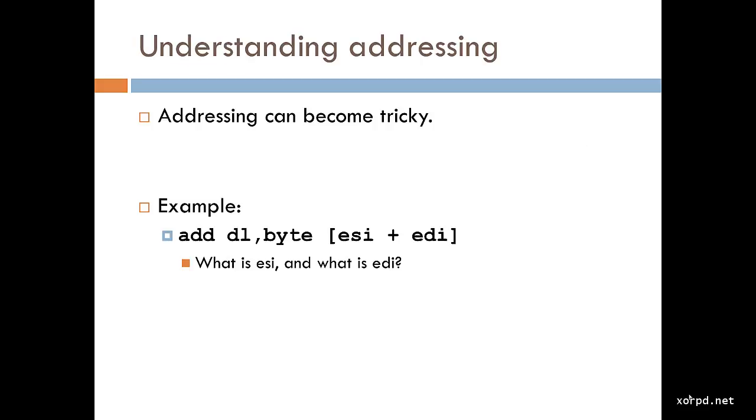Understanding addressing. Addressing can become tricky. Let's look at an example. In fact, this is not a very advanced example: add DL, byte [ESI plus EDI]. Now, by looking only at this instruction, could we infer something about what is ESI and what is EDI? Probably we can't know everything, but can we extract some information about the relationship between ESI and EDI? This is an important question because if we could, it will help us read code and maybe even write code.